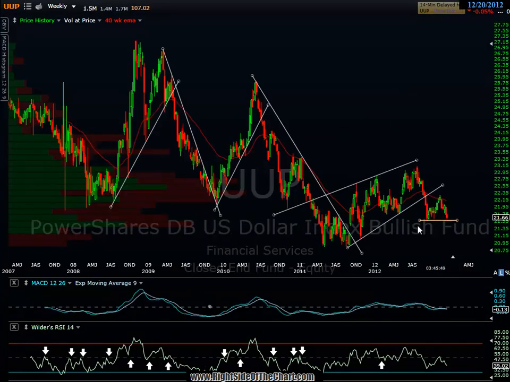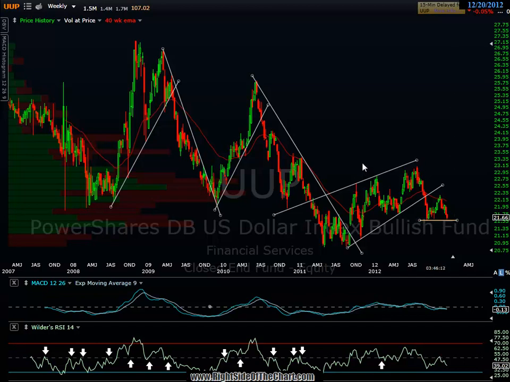UUP, this is the US dollar ETF. Overall, it looks bearish, bearish for the dollar, that is. And here's the previous reaction lows back here. So the dollar needs to hold this level. If it breaks below this orange line, that is the next support level. We could see some additional downside.